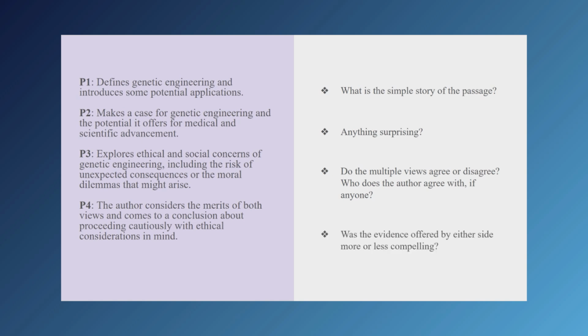And was the evidence offered by either side more or less compelling? That can give us some insight as to the evidence the author chose to include and perhaps why they did so. What is the structure of a passage like this? Well, it presents multiple views on a topic clearly, and then a conclusion is stated. So anything that resembles that would be a good summation of this passage.